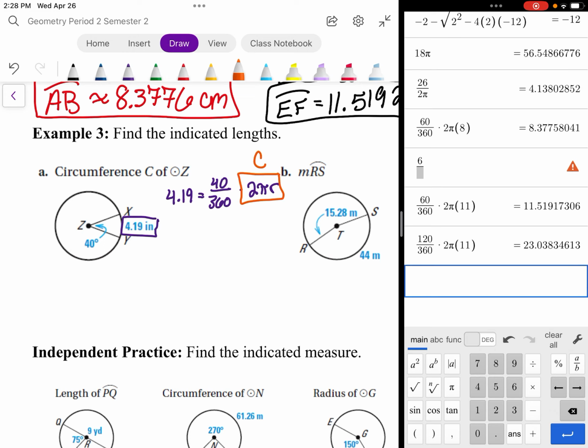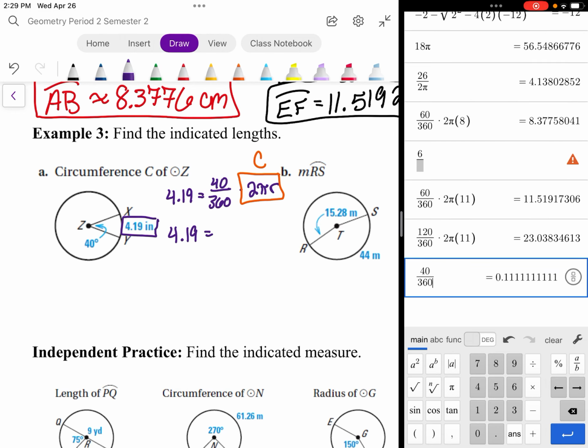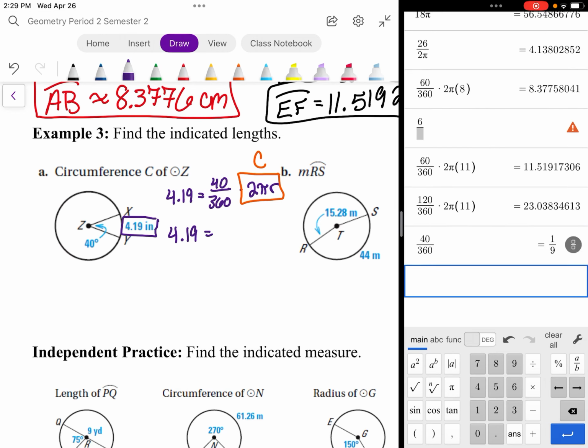And we know that 2 pi r, that's the circumference. So that's what we're actually solving for. So we don't have to find the radius and then find the circumference. We are just going to figure out what just that part of the equation equals. So if we take 40 divided by 360, that as a fraction is just going to be 1 over 9 if we simplify that. And we're going to be multiplying that by c.